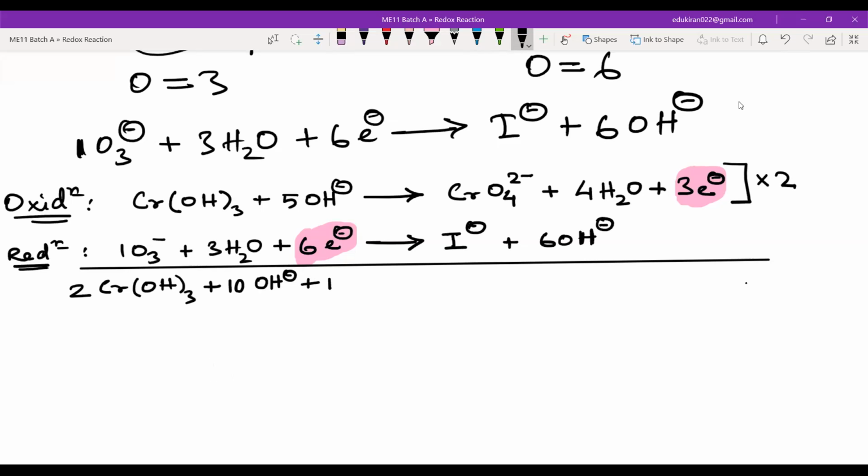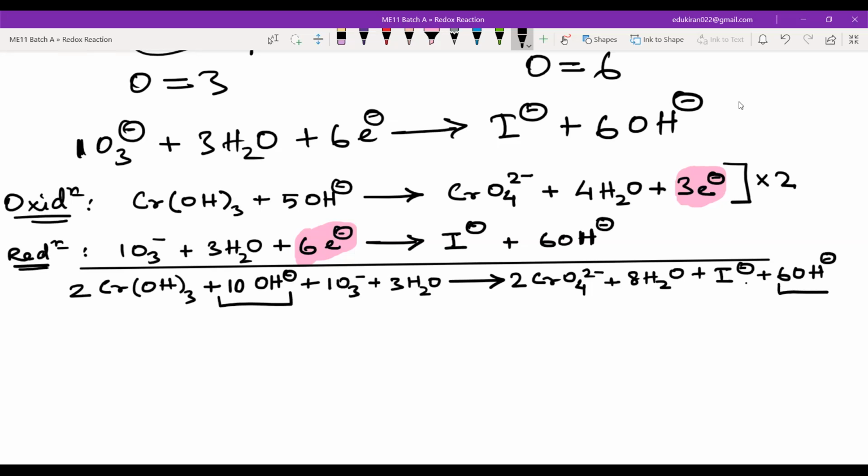Okay. That means I can write 2 Cr(OH)3 plus 10 minus 6. Here will be remaining 4 OH negative plus IO3 negative. And here we have 3 H2O, here we have 8 H2O. That means all these 3 H2O will be removed, and I will write 2 CrO4 2 negative plus 8 minus 3, which is 5 H2O, plus I negative. Now this 6 OH negative has been already cancelled due to 10 OH negative on the reactant side. So please write this.